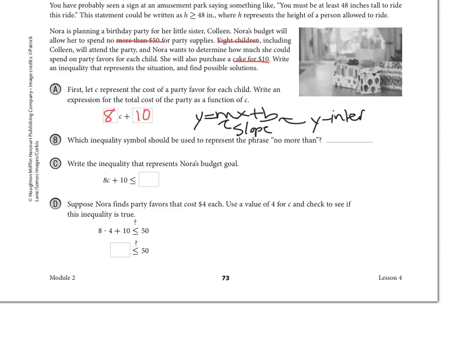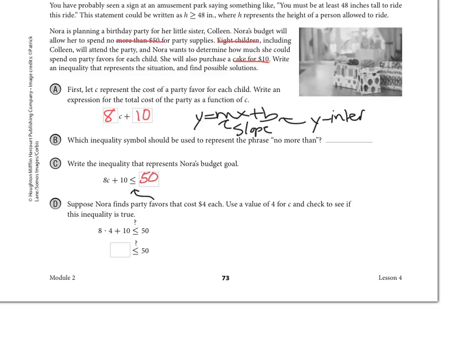All right. Which inequality symbol should be used to represent the phrase no more than? So I'm going to ask you guys, and y'all can answer out loud. No more than. It says no more than $50. So can I spend $50? Yes, it says no more than $50. So I can spend $50, I just can't go over that, okay? That's why right here it uses less than or equal to, because it could equal $50. So this can equal $50.